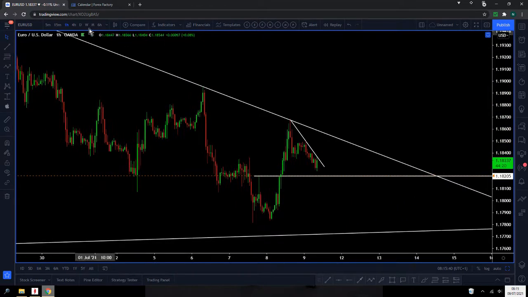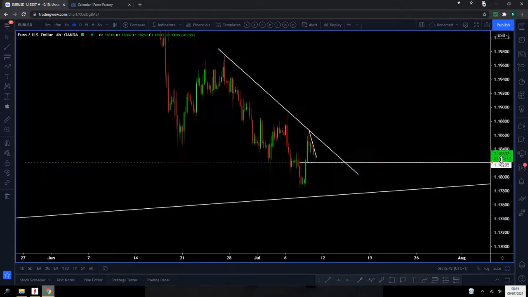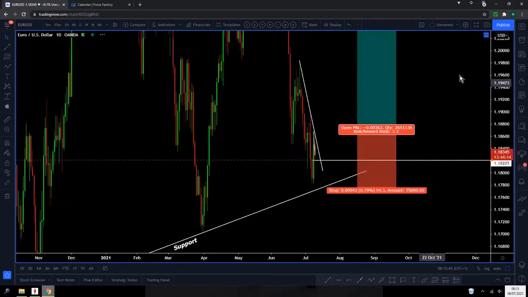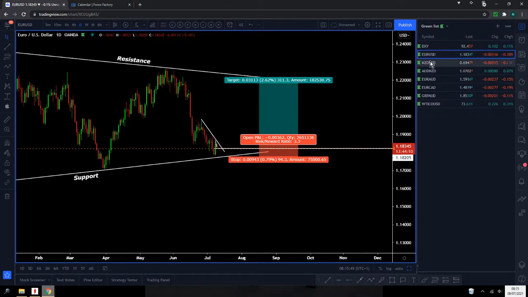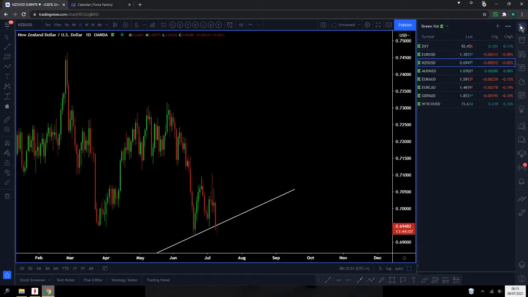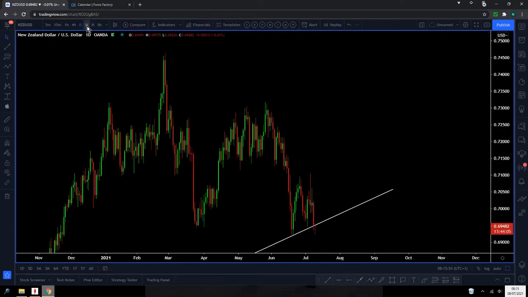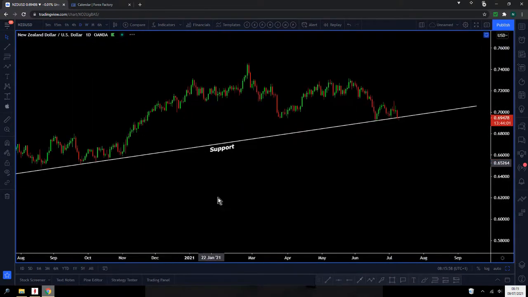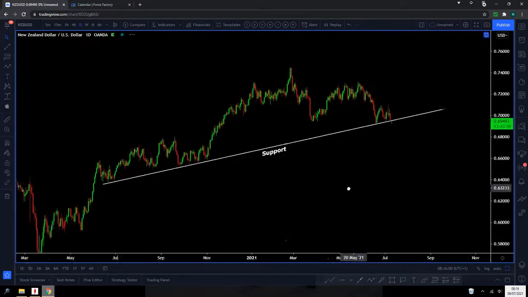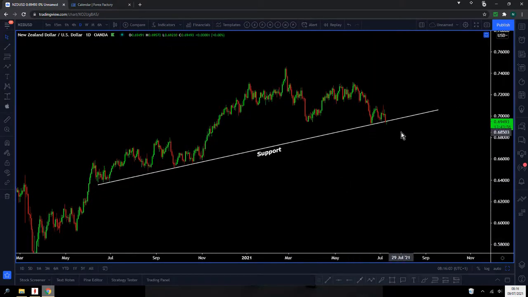So that has the potential to break out. Kiwi dollar. Okay, also look, this is at support. Okay, so we've got euro dollar at support, we've got Kiwi dollar at support. What else have we got?